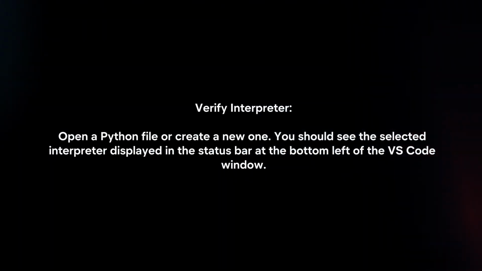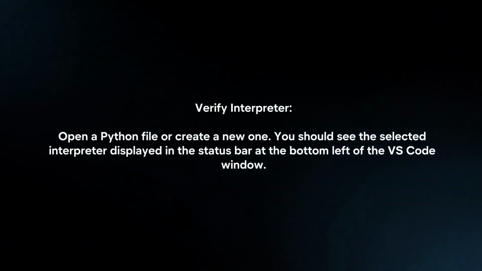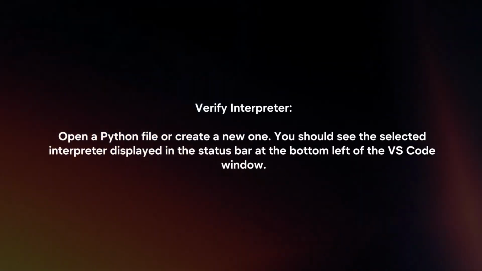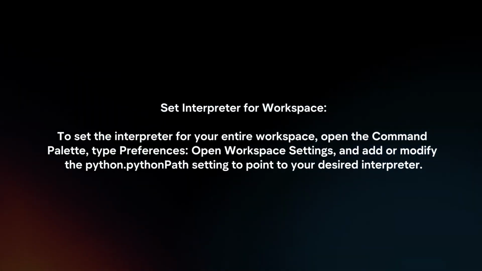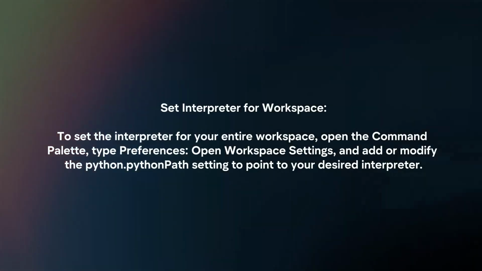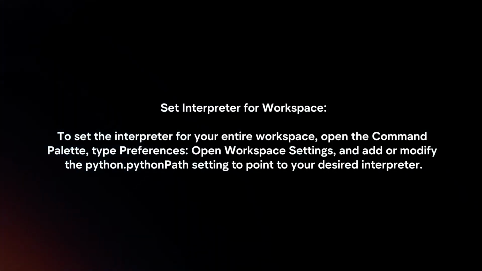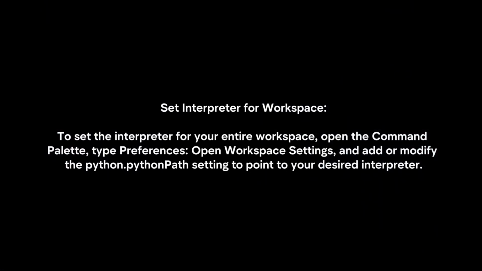Verify interpreter. Open a Python file or create a new one. You should see the selected interpreter displayed in the status bar at the bottom left of the VS Code window. Set interpreter for workspace. To set the interpreter for your entire workspace, open the command palette, type Preferences, open Workspace Settings, and add or modify the python.pythonPath setting to point to your desired interpreter.